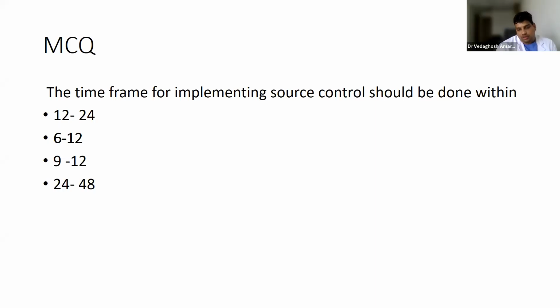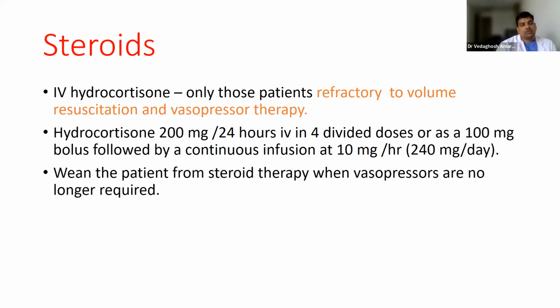Okay, good. So coming to steroids. Whenever your patient is not responding to volume resuscitation and vasopressor therapy, if you are not able to maintain his BP even with noradrenaline and vasopressin, they suggest adding hydrocortisone 200 mg per 24 hours in divided doses, or a 100 mg bolus followed by continuous infusion at 10 mg per hour. If the patient is improving from the vasopressors and the septic shock is improving, they also say to wean the steroid slowly as the patient improves from the septic shock.